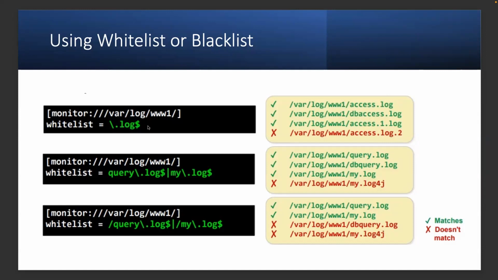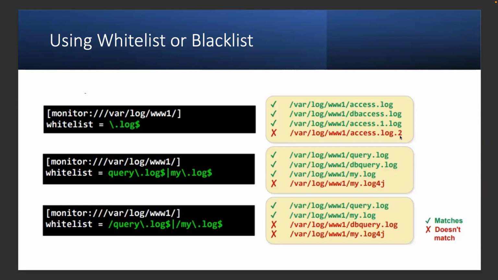Joseph, I see your hand up. Yes. If we wanted to capture that .log.2, would the whitelist need to say .log and then the dollar sign? Would it capture it? No. The dollar sign here is saying that the G is the last character. So you're saying the last character in the path that you want to capture should be G. If you wanted to capture this .log.2, you can say .log.2.